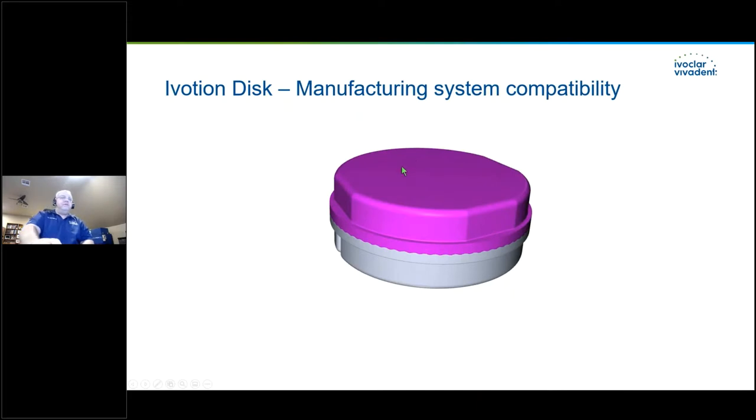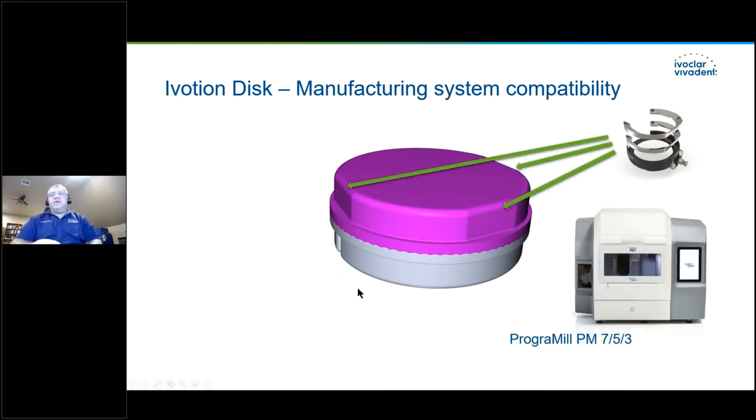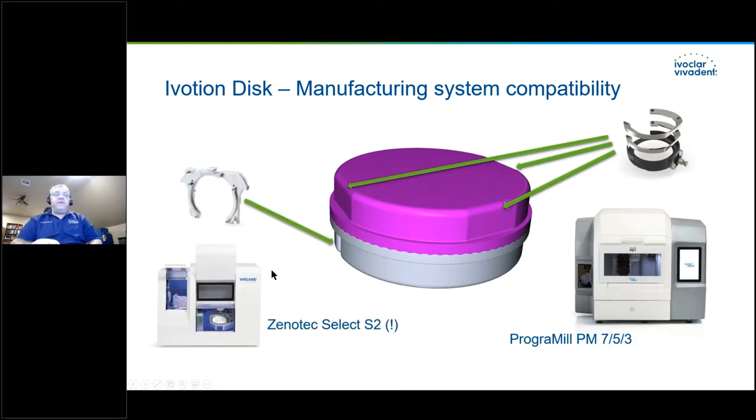Manufacturing system compatibility. This is made especially for the Programill PM7s 5 and 3. On the top pink part, you will see there are these flat areas that fit into a flat ring holder, the disc holder for the PM7. But we did make it backward compatible to the Zenotec Select with Changer. It's a little different process, but if you've got a Zenotec Select with a Changer and you want to be able to do the Ivotion denture, you can.